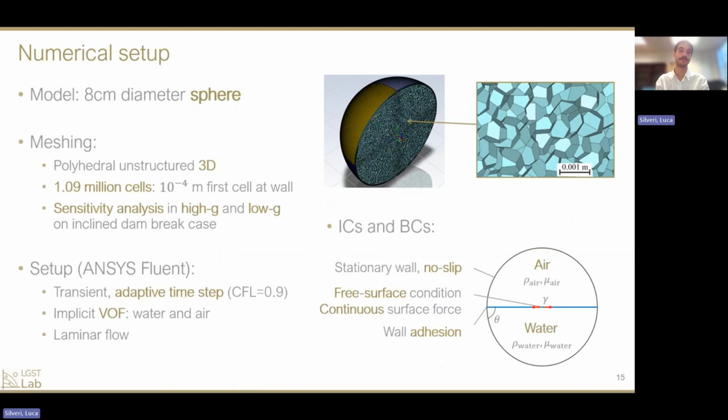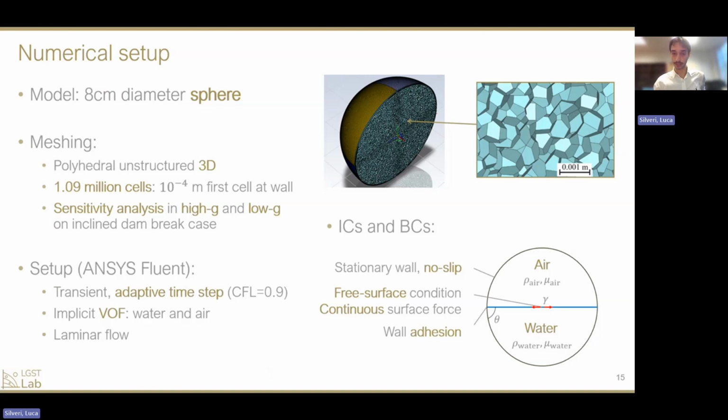The numerical setup has a geometry of an 8 centimeter diameter sphere, which basically reproduces the experimental tank. The meshing is unstructured polyhedral 3-dimensional. 1.09 million cells are used. Sensitivity analysis was performed first in high g and then in low gravity on the inclined down brake case. The setup is transient with an adaptive time step, and the implicit volume of fluid has been implemented in ANSYS Fluent.